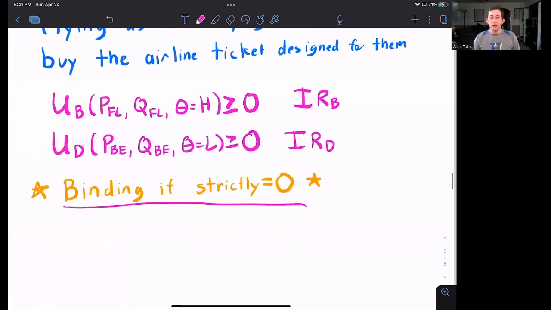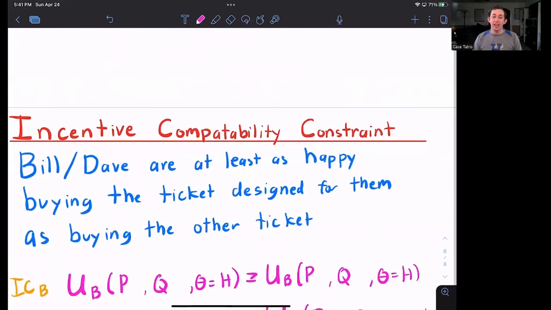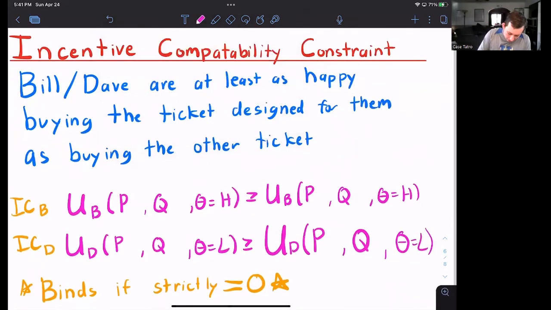Now, in addition to this constraint, we said that we want Bill, if he flies, to go for Fly Levers, and Dave, if he flies, to go for basic economy. And we lose if Bill chooses to fly basic economy because, again, we want Bill really on that Fly Levers ticket. So what that is going to mean is that for this incentive compatibility constraint, if Bill flies, Bill chooses that Fly Levers ticket, which means that the utility for Bill of the Fly Levers ticket needs to be at least as good as the utility to Bill of the basic economy ticket. So if I am Bill and I choose a Fly Levers ticket, that needs to be at least as good as Bill choosing to buy a basic economy ticket. And for Dave, Dave needs the opposite. Dave wants to be at least as happy flying basic economy as Dave is to choose that Fly Levers price.